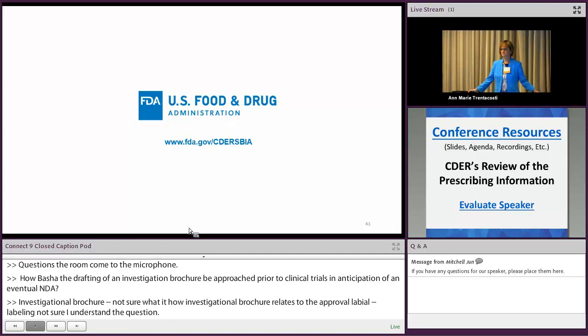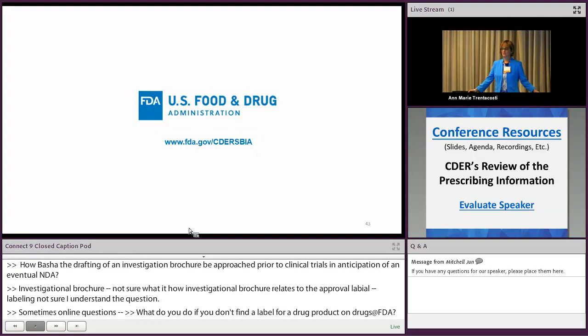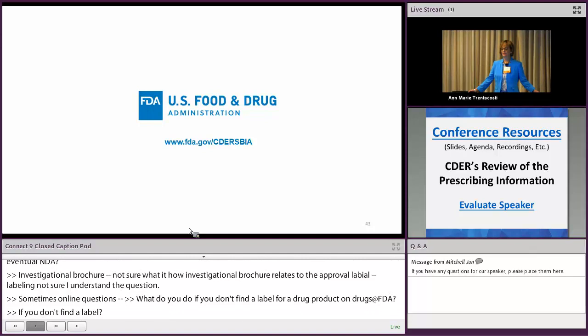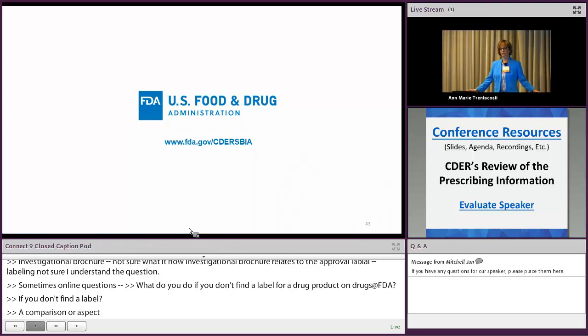What do you do if you don't find a label for a drug product on Drugs@FDA? If you don't find the label, well, I'm assuming they need it in comparison. Okay, so Drugs@FDA has approved labeling, but it doesn't include all labeling. DailyMed has approved and non-approved labeling. But in general, Drugs@FDA should have all approved labeling. I can't imagine why it wouldn't. So, but it should have the approved labeling.